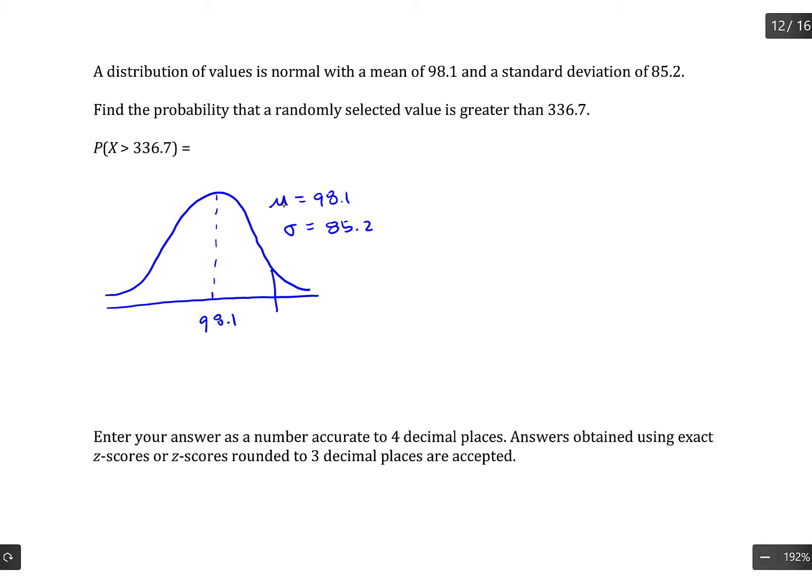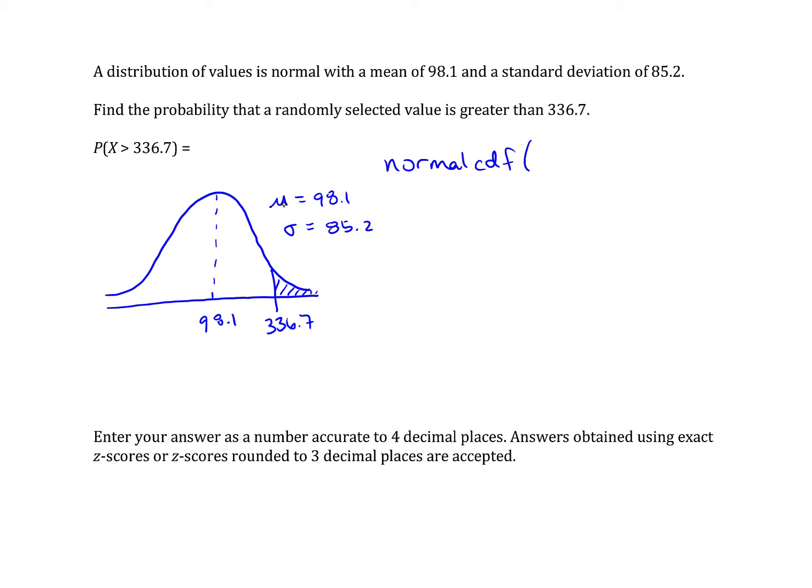We're looking for 336.7, which doesn't really matter where you put that, but it's to the right of 98.1, so put it to the right. And if it's greater than that, we would shade to the right from there. Now to find the area of that shaded region, we would use the function normal CDF.